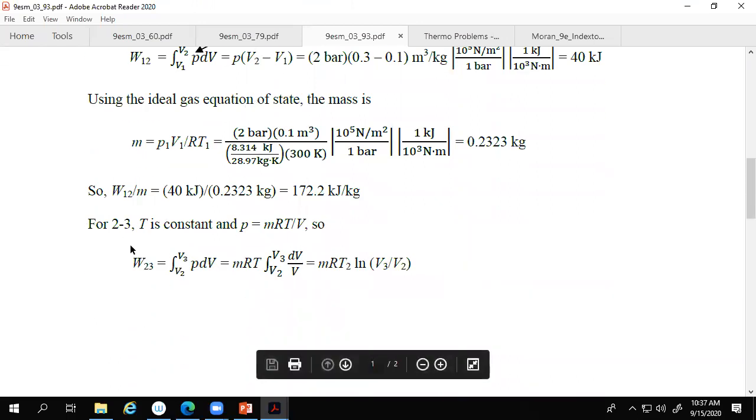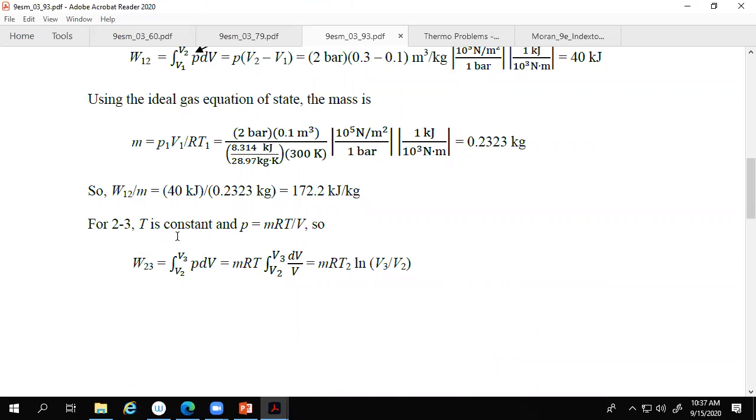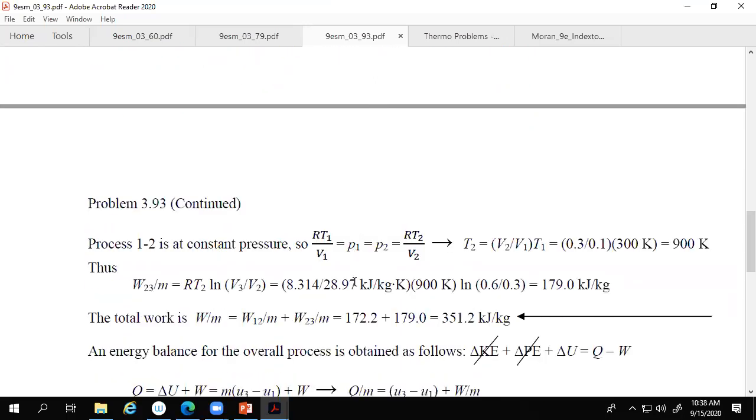Okay. And so since T2 is constant, and pressure is equal to just the ideal gas law, PV is equal to MRT. He'll find this temperature in a minute. But this is the expression for work from 2 to 3. So this is pressure as a function of volume, so you substitute it in. MRT is constant. And so we get the integral from V2 to V3 of dV over V. And we know that integrates into the natural log of V3 over V2 times MRT2, which could be T1 because it's the same temperature.